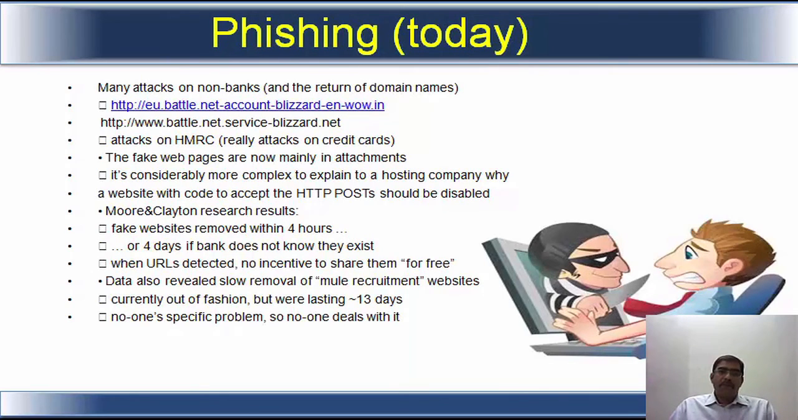Today, phishing is much more sophisticated. Many attacks on non-banks also involve the return of domain names. There is an example given there: eu.battle.net, account blizzard en wow.in. The HMRC really attacks on credit cards. The fake pages are now mainly in attachments, not in the mail body itself.